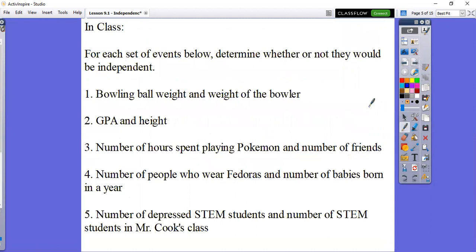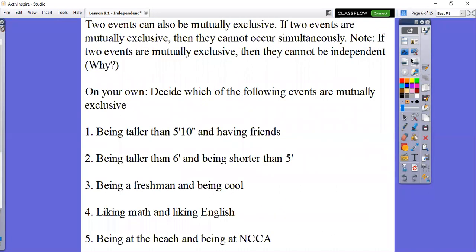So we're going to do this in class, but you can go ahead and take a second to look at this and try and figure out if these events are independent or not independent. I like the fifth one. Fifth one's my favorite. You can try and figure out if that's independent.